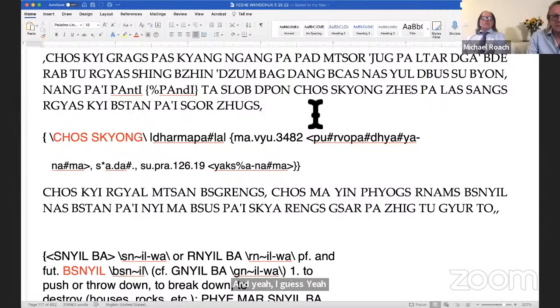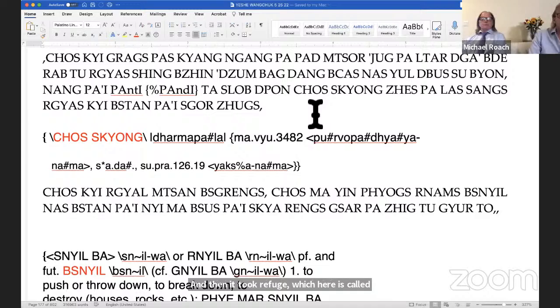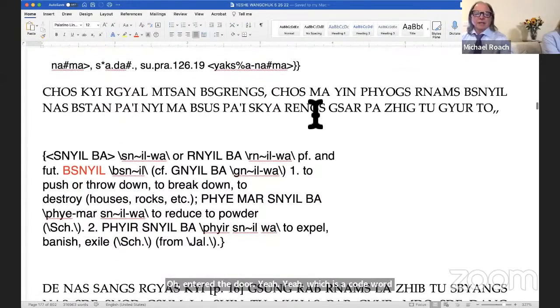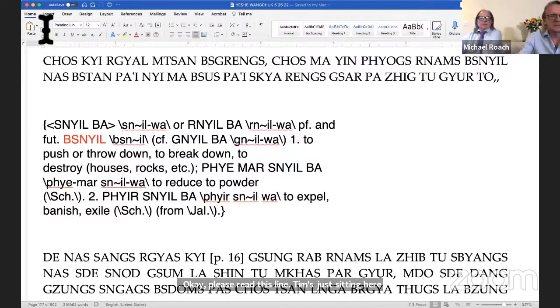And then he took refuge, which here is called entering the door of the teachings, the Buddhist teachings. Which is a code word for he took refuge. Kyongjo. He got his Buddhist name, probably Dharmakirti. Oh, here it is. Oh, good. Please read this line.